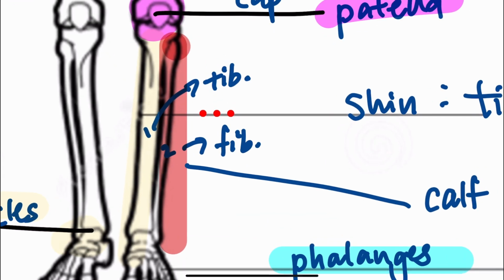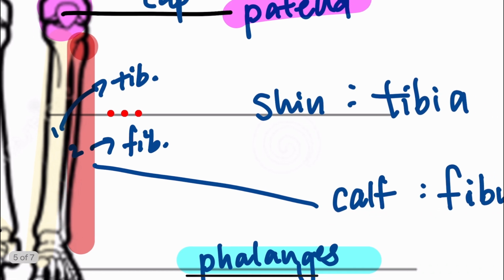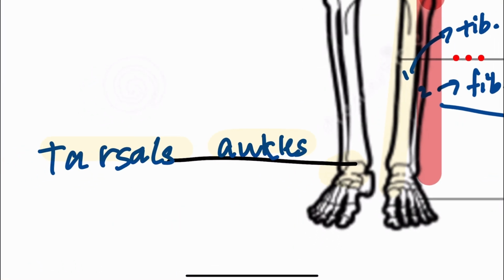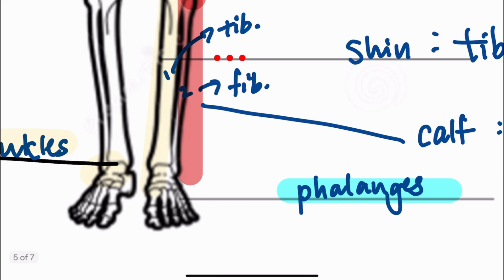The front bone over here is called the shin bone, and the back bone is called the calf bone. The shin bone would be called tibia, and the calf bone would be called fibula. The ankles would be called tarsals, and the toes/finger toes would be called phalanges.